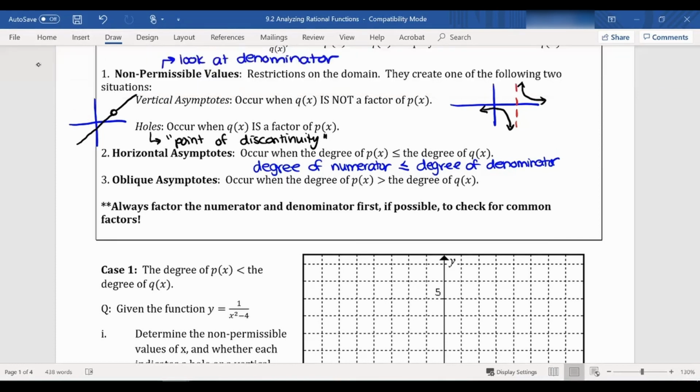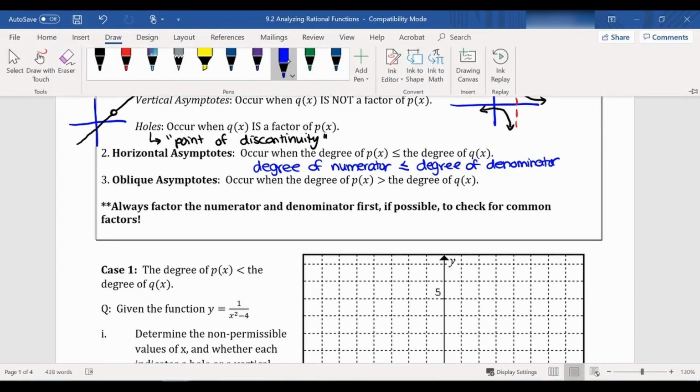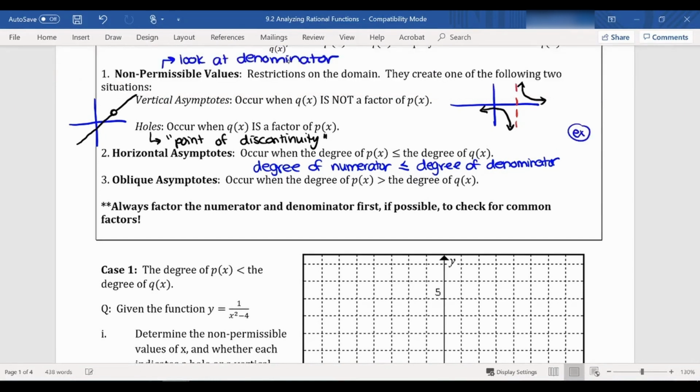An example would be y equals x plus 2 over x squared plus 6x plus 5. The degree of the top is 1. The degree of the bottom is 2 because of the x squared. So this one, you would end up with a horizontal asymptote.